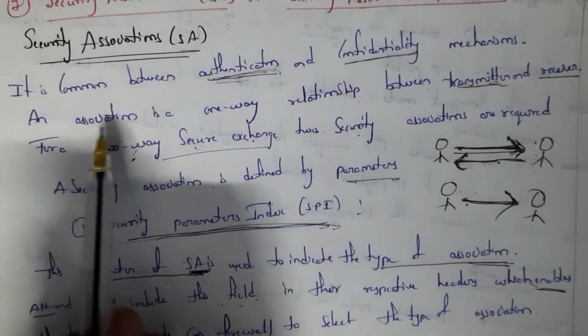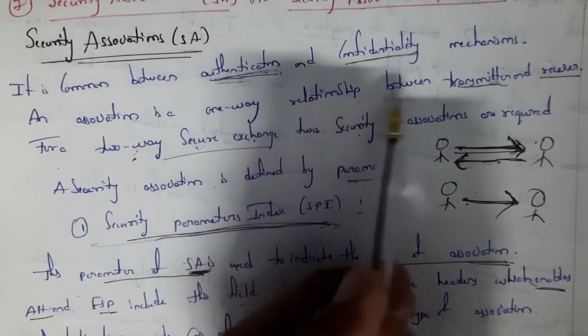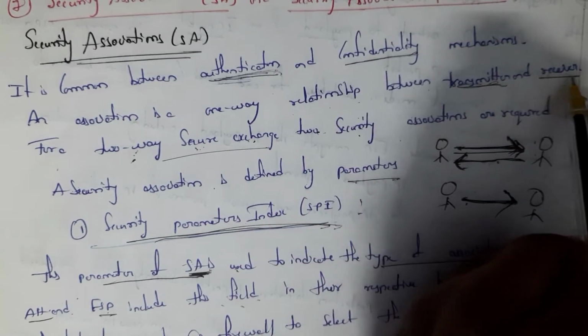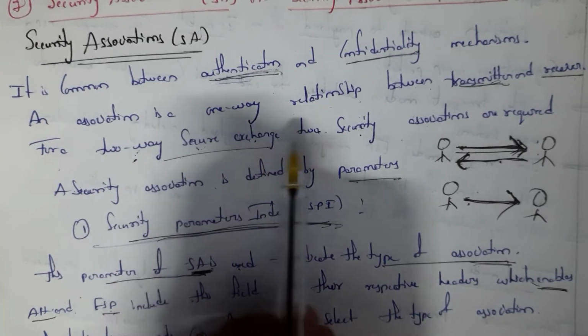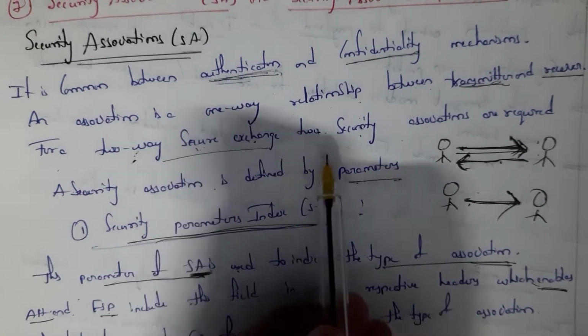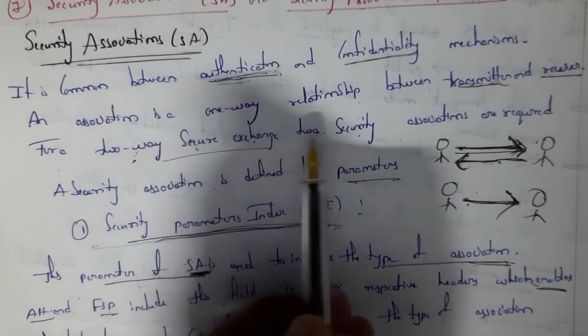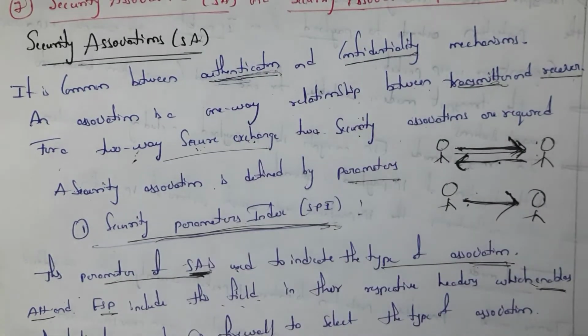See, an association is a one-way relationship between transmitter and receiver. For a two-way secure exchange, two security associations are required.